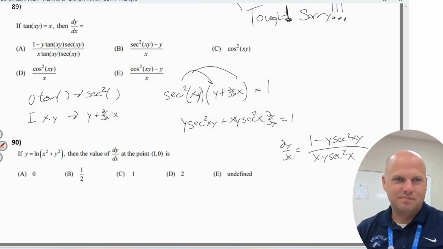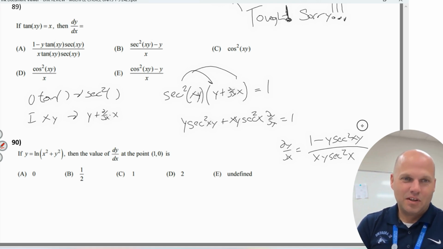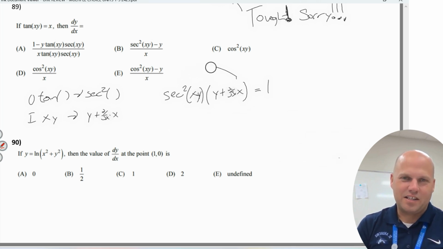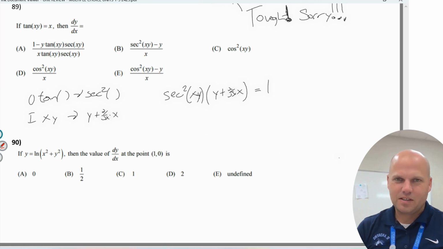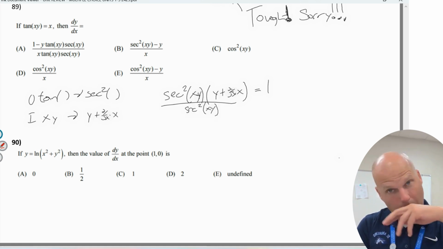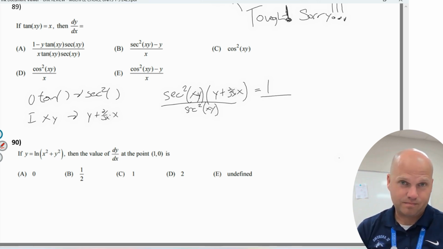This is correct. But I don't see my answer anyways. You're not going to see this on your midterm. This is a little bit unnecessary. I'm going to divide by secant squared xy to start. Now, I'm going to do this because of the answers that I see.